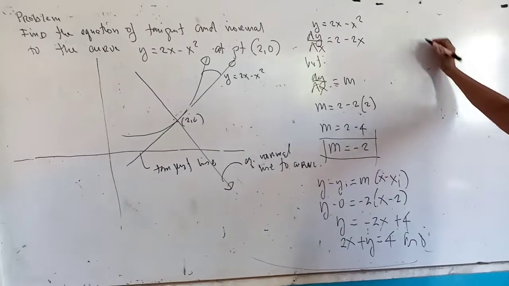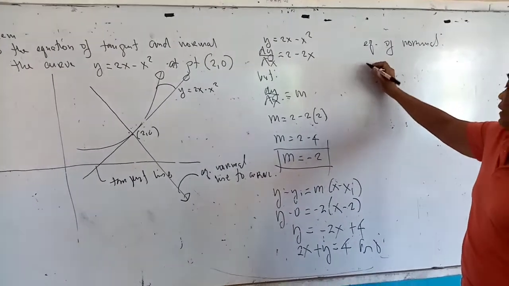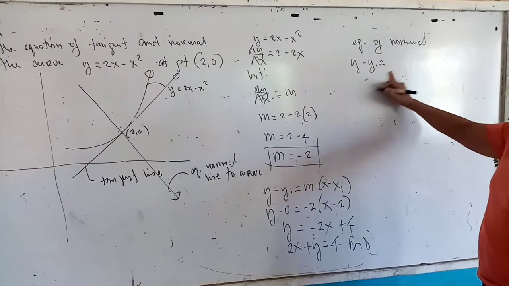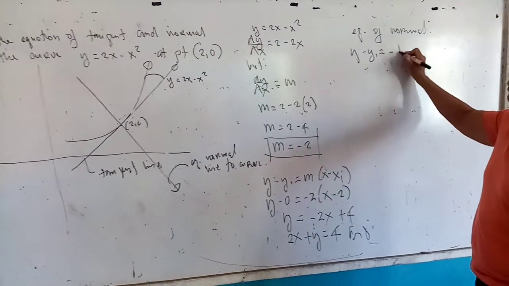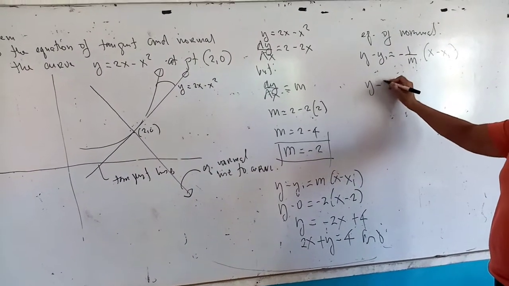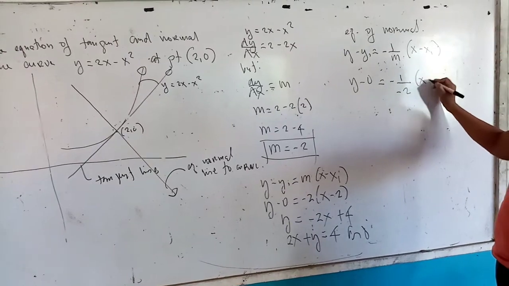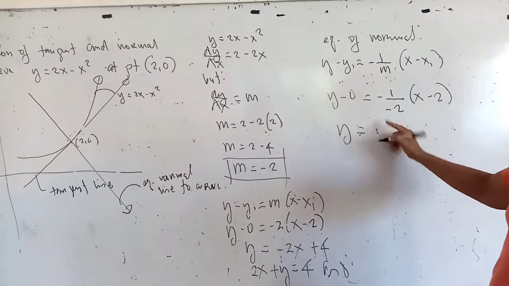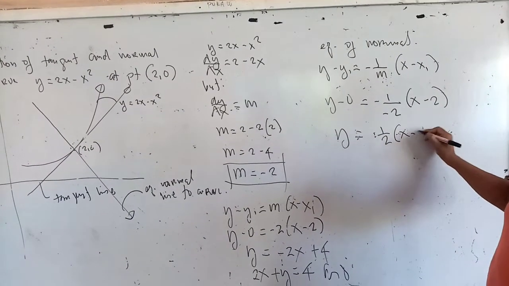And how about the equation of the normal? By your formula, y - y1, since the lines are perpendicular, the slope of the normal is the negative reciprocal of the slope of the tangent, that is -1/m, times (x - x1). By direct substitution, y - 0 equals -1 divided by your slope, times x minus your x, that is -2. Dividing, negative over negative will be plus, times x - 2.